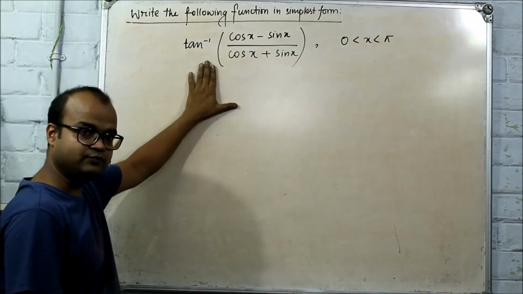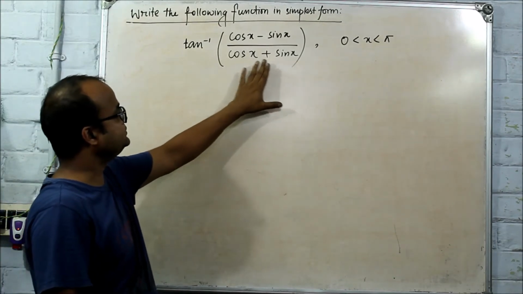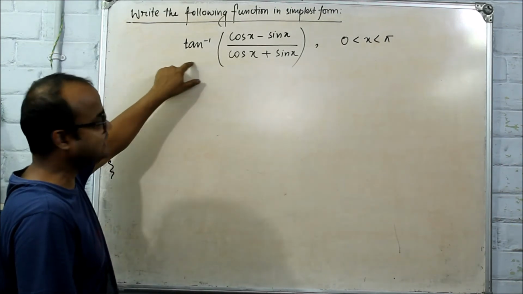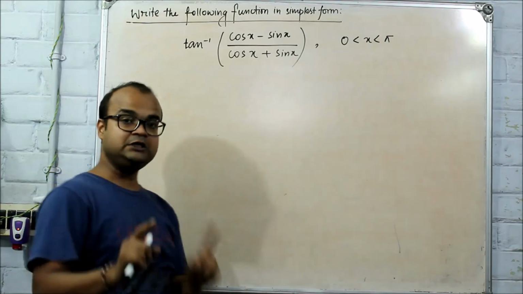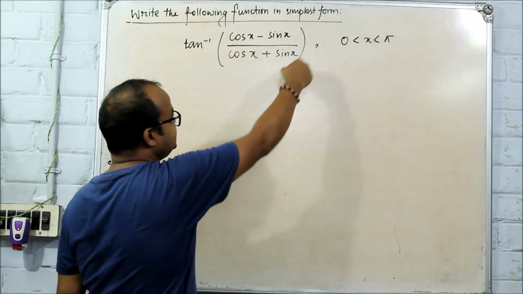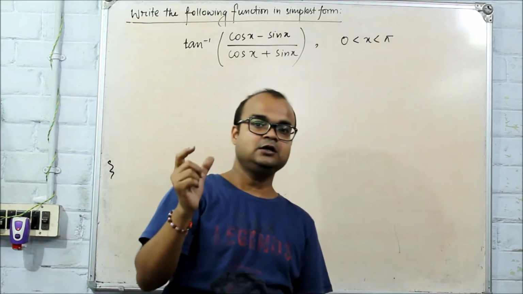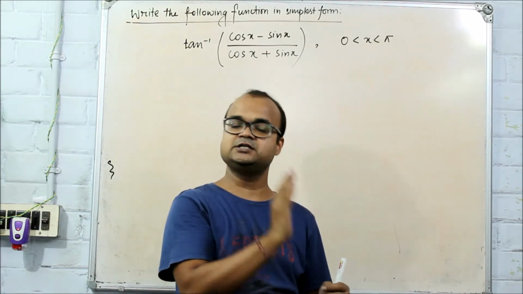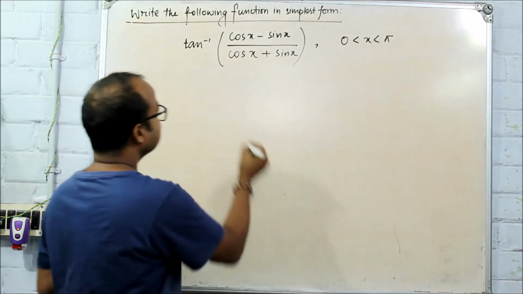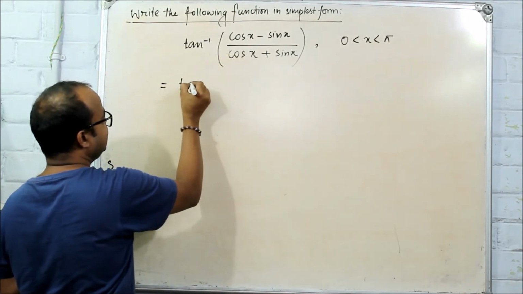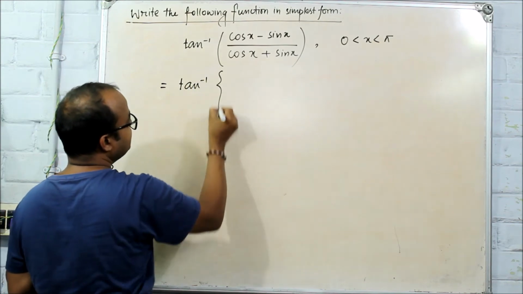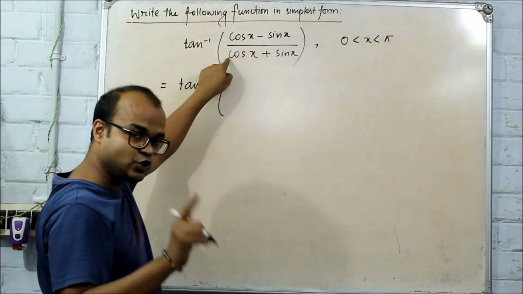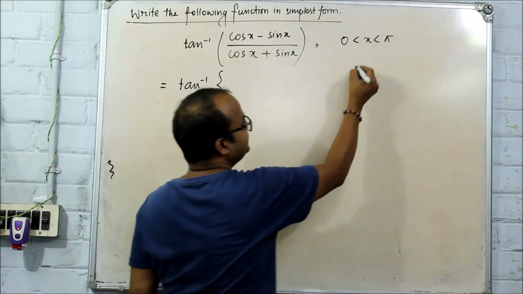Tan inverse of cos x minus sin x by cos x plus sin x. Outside is tan inverse. So our target is somehow we need to simplify and write it in terms of tan of something, so that tan inverse tan theta is equal to theta. So first, tan inverse, divide numerator and denominator by cos x. I am showing you the calculation here.